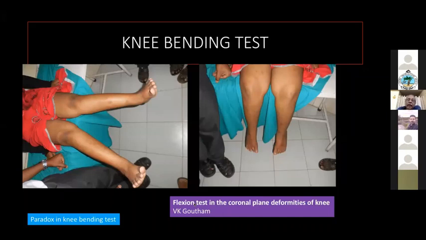You all read this article by V.K. Gautam from Delhi, flexion test in coronal plane deformity. What he says is that the rotation of the femur has something to do with it. You just stand up, slightly flex the knee and internally rotate. You find that you have got a genu varum. Okay, and you do the opposite. You will have a valgus. You can create a genu varum.